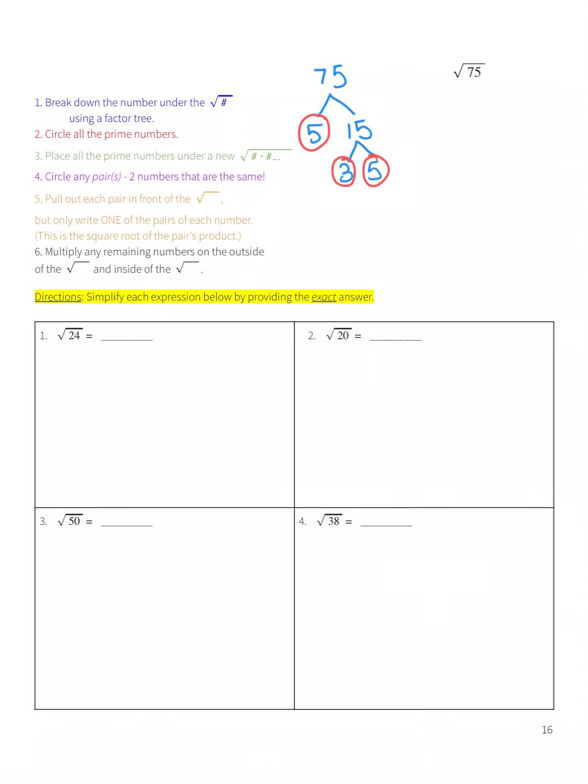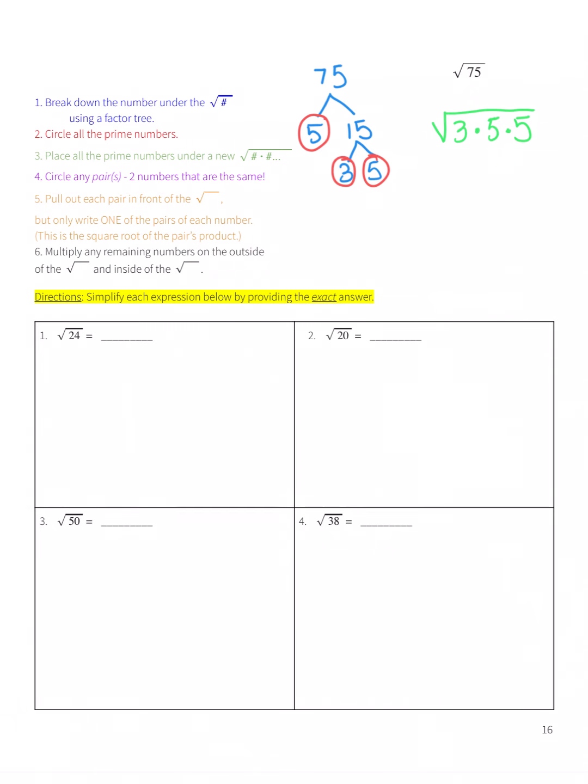We've done that first step, okay? So I've done step 1, step 2. Now I'm at step 3. Place all the prime numbers under the square root. So I take all the prime numbers and I put them under this square root sign. So I would have 3 times 5 times 5. I've done step 3.